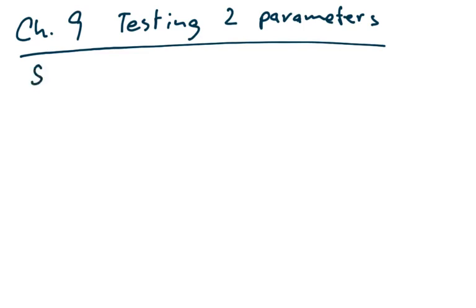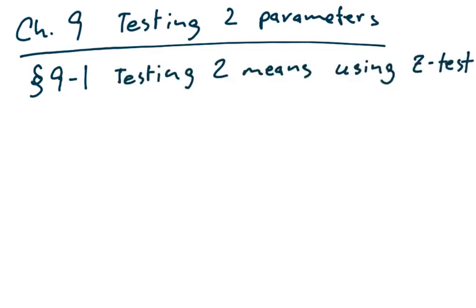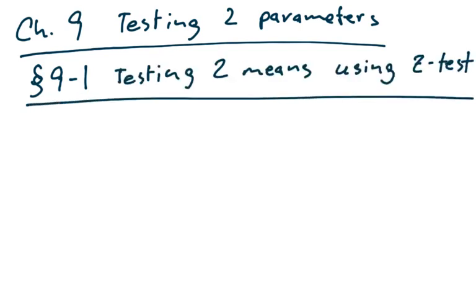So in this first section, we're going to be assuming that we have the population standard deviation for both of these populations, and thus we get to use the z-test. All right, so there we have it. 9-1 is going to be on testing two means using the z-test.